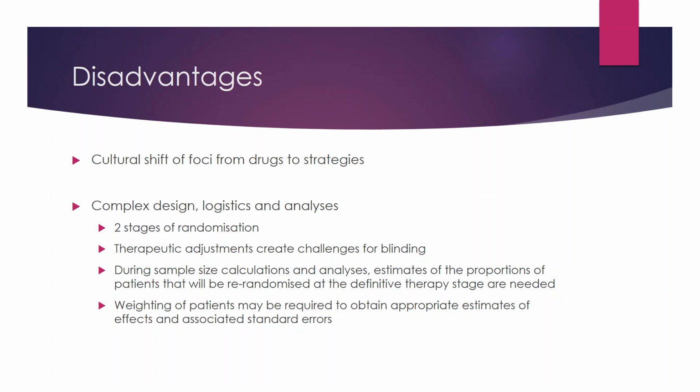Now, disadvantages, obviously, there's a cultural shift that would be necessary. And even in our trial that was published in JAMA, we had a lot of people who just didn't get it, that we were only studying definitive therapy. It's logistically complex. There's the potential that you're going to have 2 stages of randomization. If we're going to do a number of different therapeutic adjustments, could you actually do this in a blinded way?